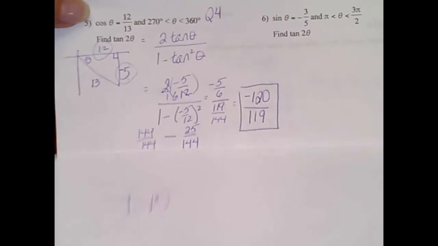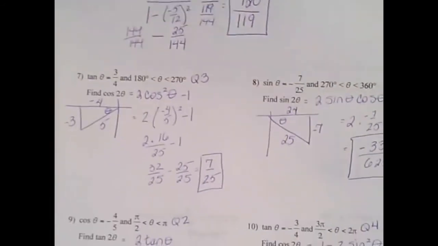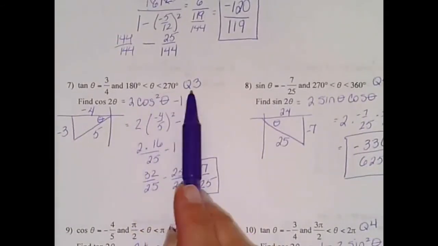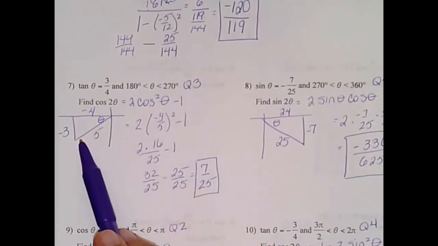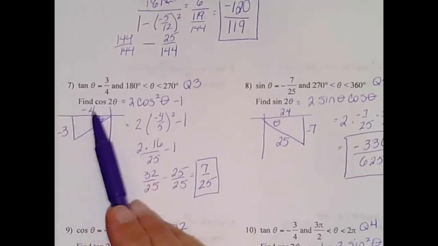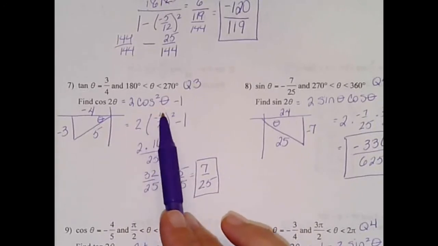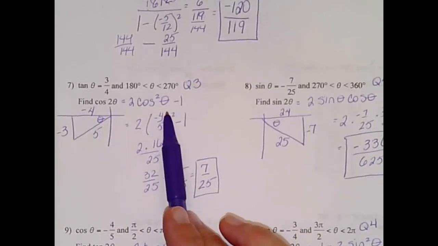Okay. Number 7. Q3, build your triangle in Q3. Tangent, make them both negative. It's a 3, 4, 5 triangle. This is the formula I decided to use for cosine for no apparent reason. And I plugged everything in and I got my 7 over 25.